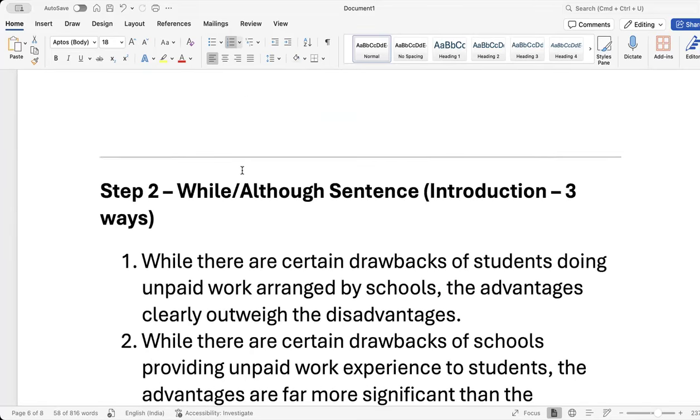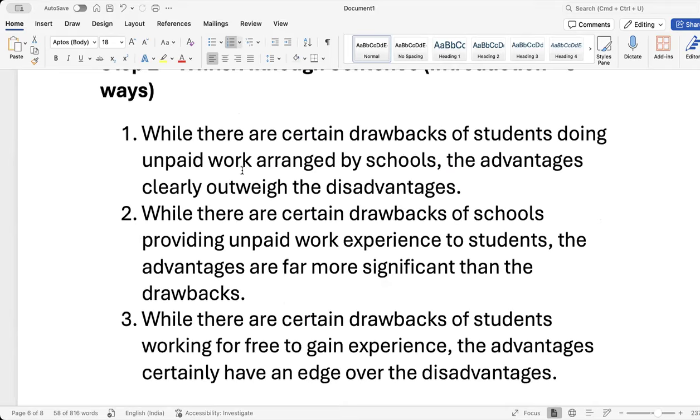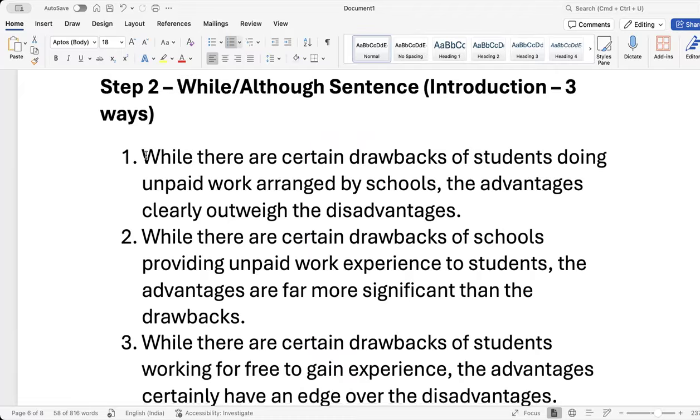Okay. Now let's practice the while and although statement because I'm going to make you use it twice. Once in the introduction, once in the conclusion. So how do I write it? My main structure begins like this. While, or you can use although, any word interchangeably. Start with while or although. In fact, I would recommend in the introduction, you can use while. In the conclusion, you can use although. Whatever you wish, you can do that.